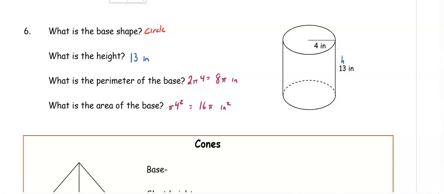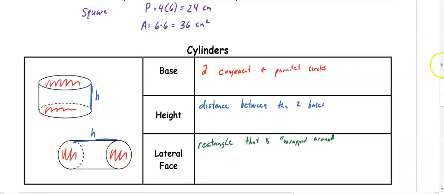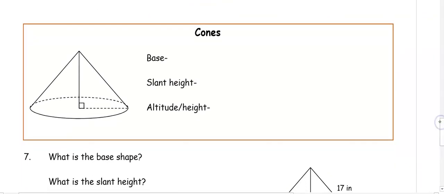Our next shape then is a cone. So a cone is very similar to a pyramid. The only difference is that it has to always have a circular base. So our base of a cone is always going to be a circle. So down here, this would be our base.